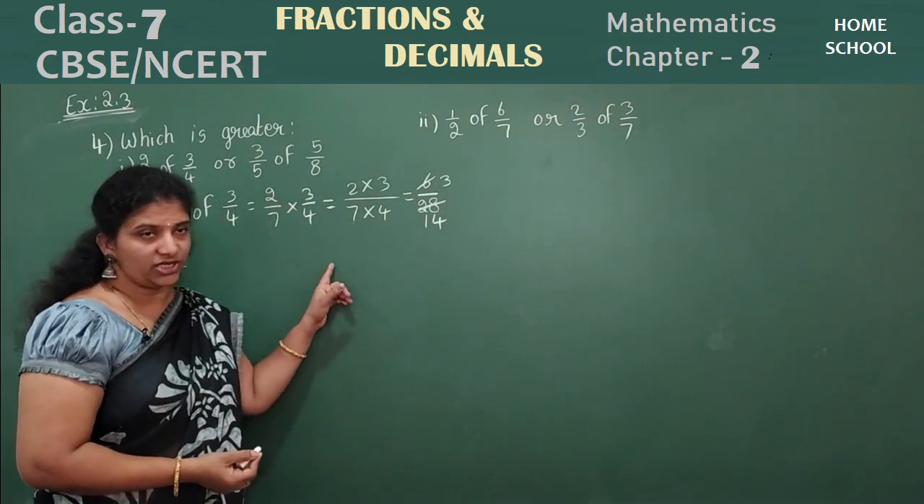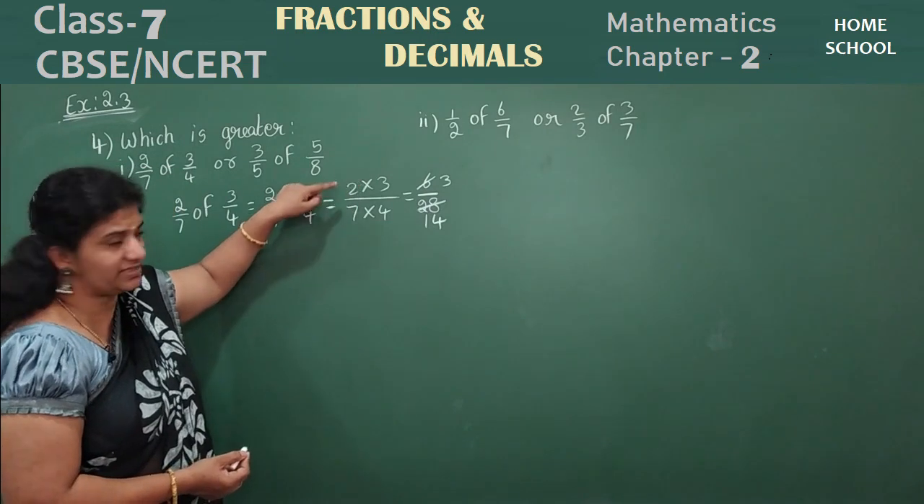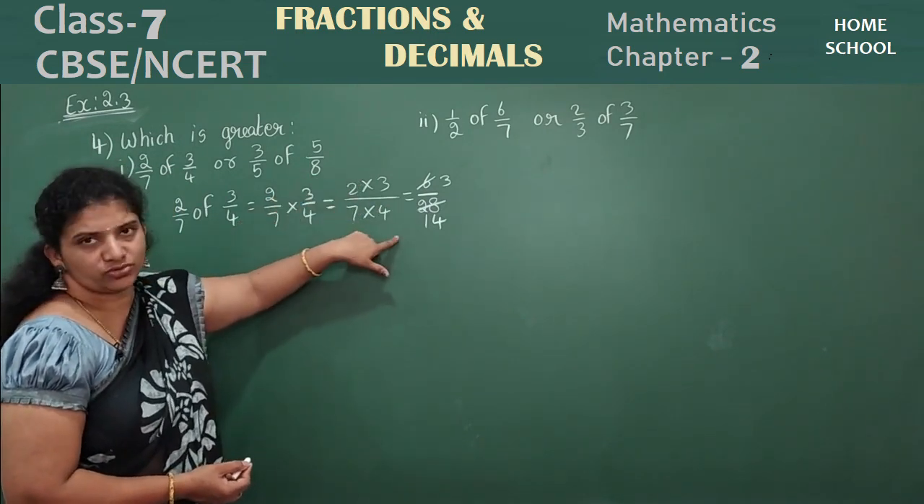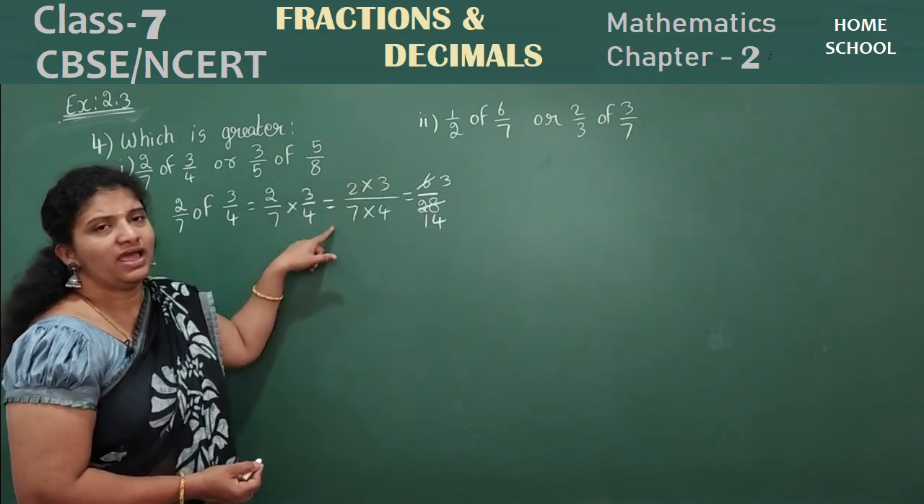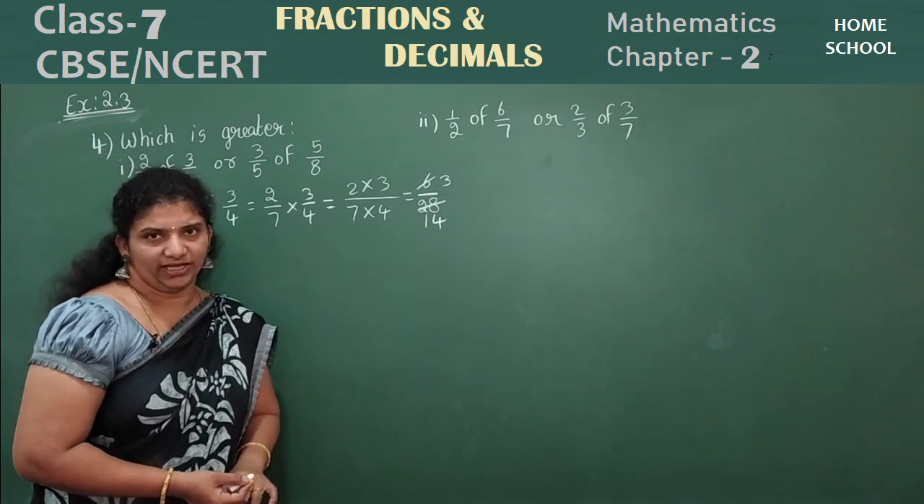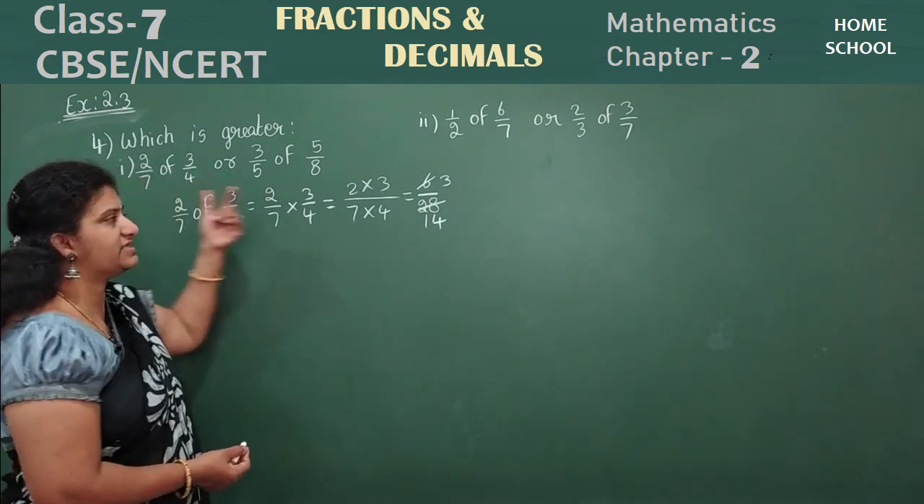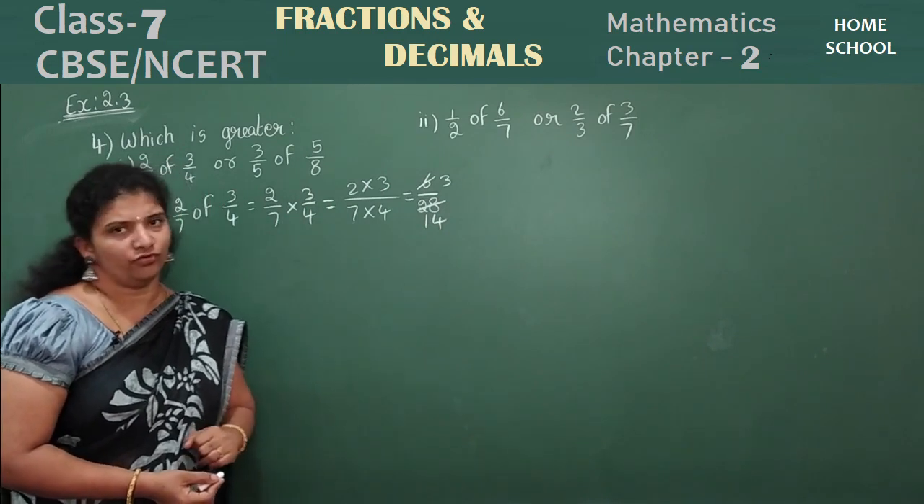Or observe here children, if you want you can cancel here itself. 2 1s are 2, 2 2s are 4. That will be 3 into 1, 3, and 7 2s are 14. So when you simplify this set you got 3 by 14.